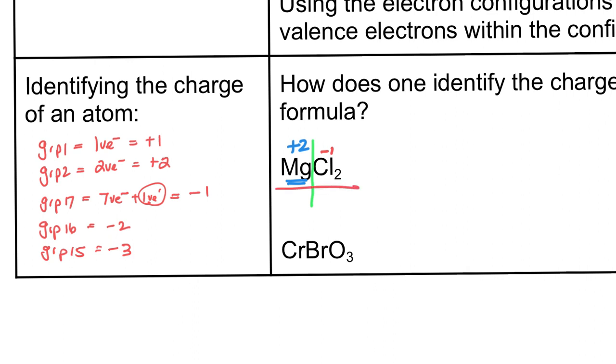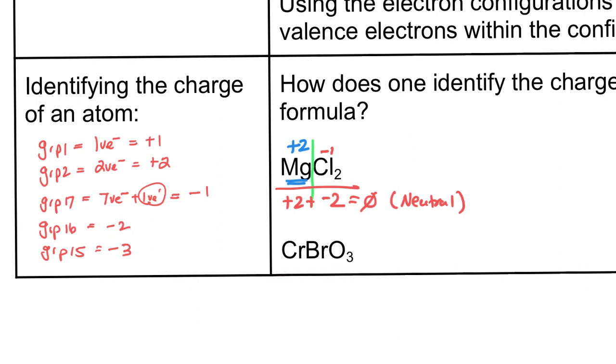What that really means here is the total charge of the chlorine is a -2, the total charge of the magnesium is a +2, and if I add these together, the total charge is 0, which is what we want, because this designates that this is a neutral compound. So when you're trying to figure out the charges of individual atoms, make sure you double check that the total charge equals 0. The second compound here is CrBrO3.